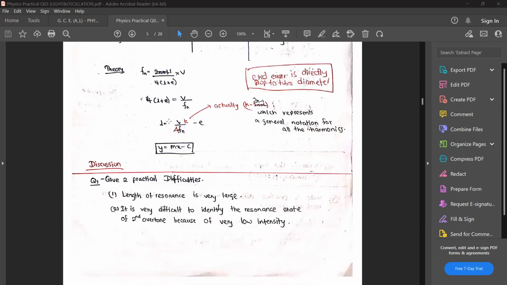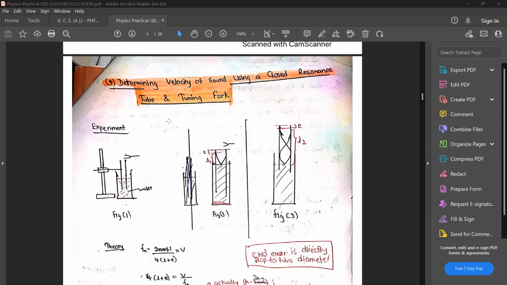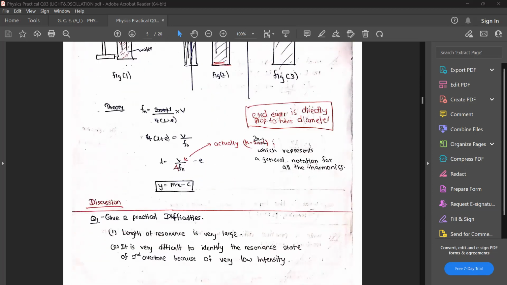Let's see. Due to practical difficulties, the length of resonance is very large. It's true, right? Now, for the first harmonic, it might be okay. For the second harmonic also, it might be okay. But what about the third, fourth harmonics? The length will become much larger, so you might have to use a longer tube. That might be somewhat difficult.